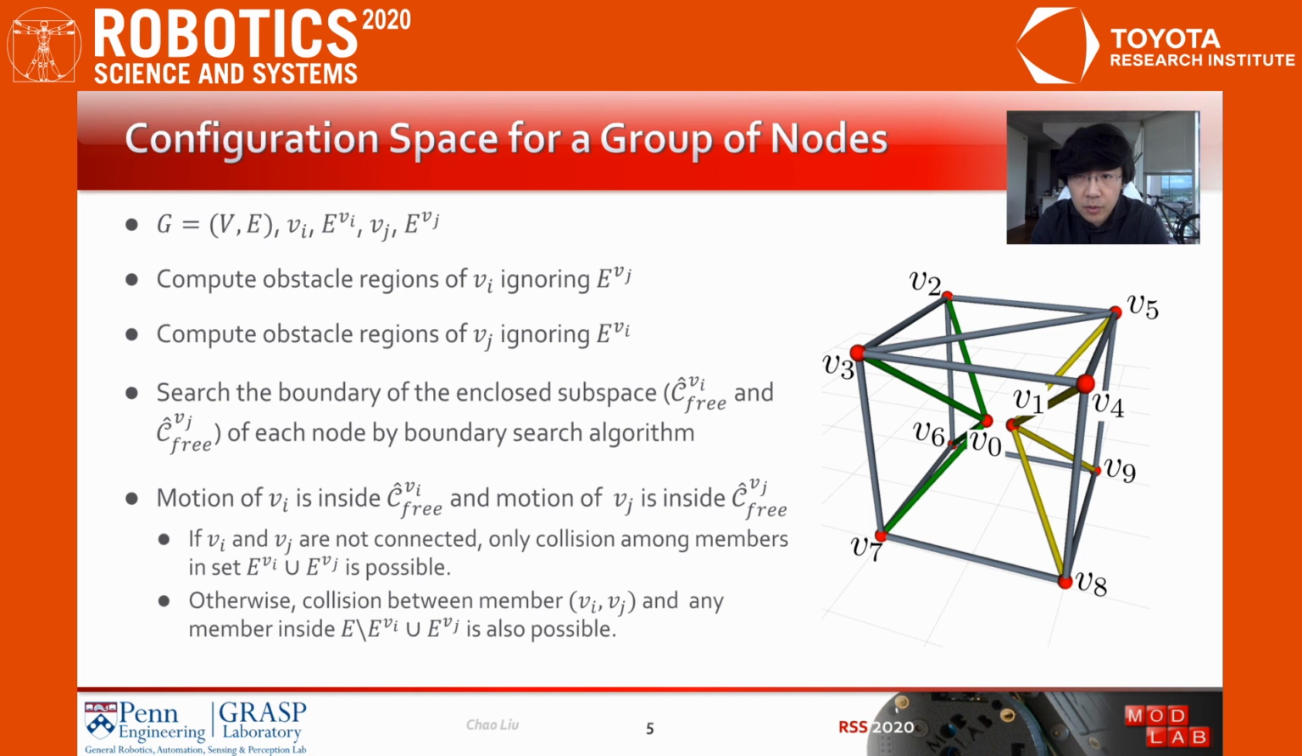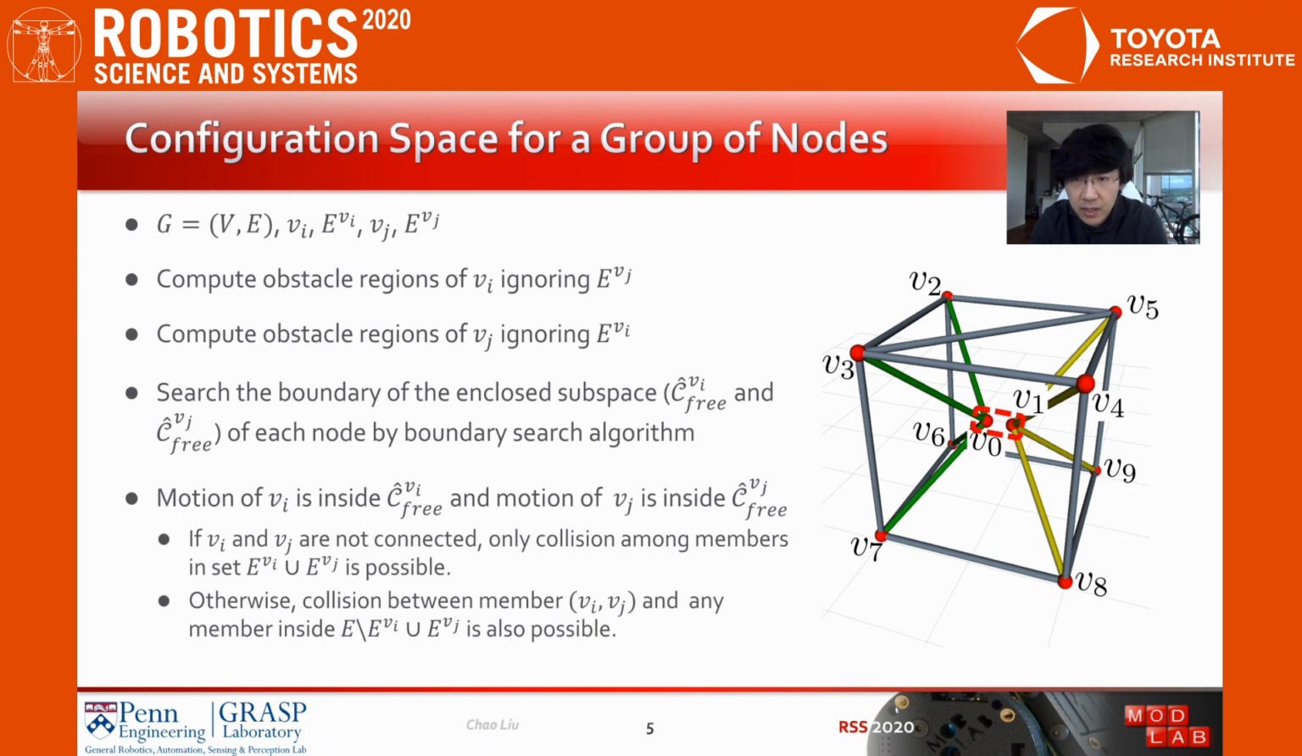A group contains at most two nodes. We ignore the collision among members controlling the two nodes, and in this case, the collision region for this group is determined by all still members. For example, for node V0 and V1, we compute the obstacle region of V0 with all yellow members being ignored. Similarly, we compute the obstacle region of V1 with all green members being ignored. Then we can search the free space of each node. We constrain the motion of the two nodes to be inside the two spaces respectively.